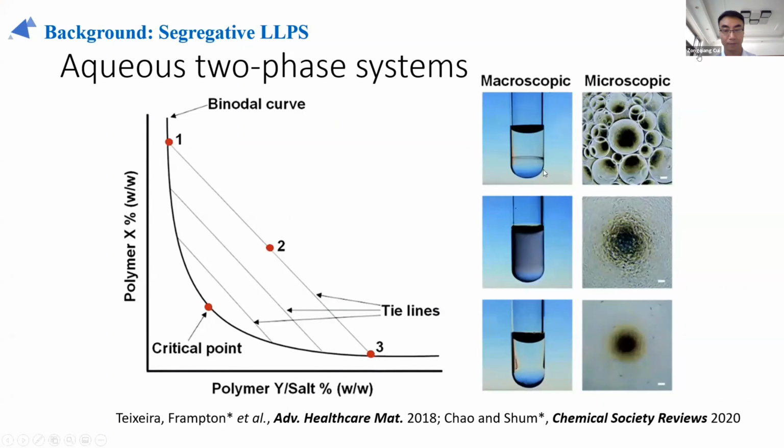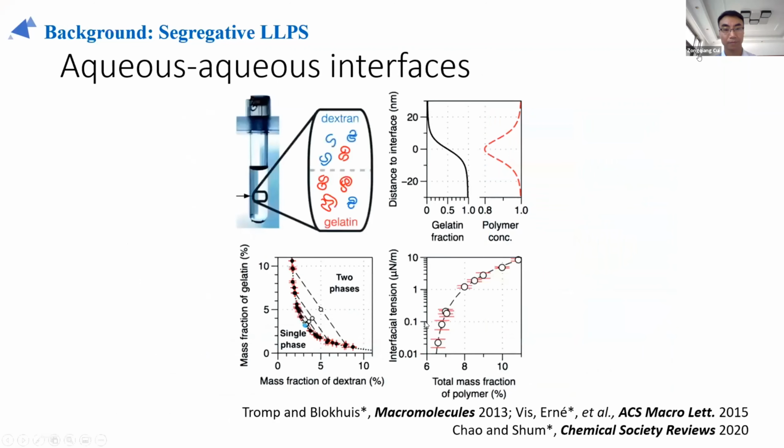Microscopically, you can see the droplets forming as a result of the immiscible aqueous phases. Macroscopically, you can see clear interfaces between the top and the bottom aqueous phases. This is the so-called aqueous two-phase system formed by a segregative LLPS. The interfaces between these aqueous solutions are not the same as the traditional interfaces between air and water or water and oil, because the two phases are still somewhat miscible. For example, small molecules such as water can still diffuse across the interface. So the interface is somewhat diffuse.